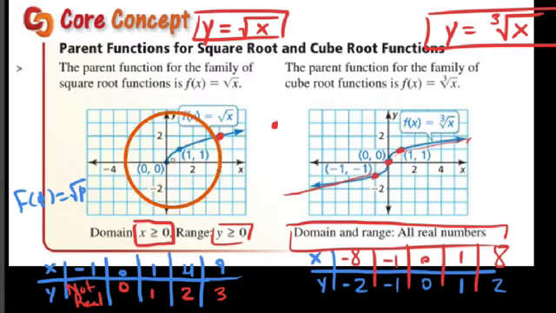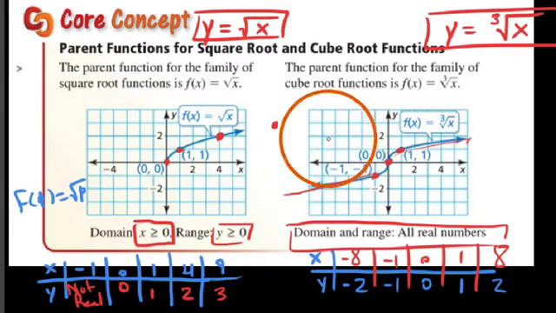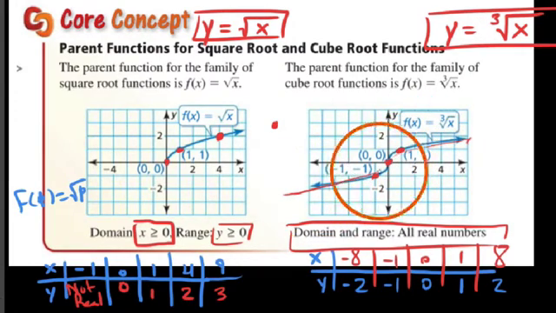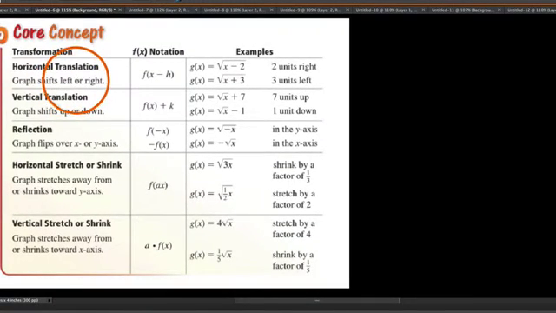So what I want you to see is this. You need to memorize the basic shape of both of these graphs here. Square root is 0, 0, 1, 1 and goes over to the right. And then the cube root is 0, 0, 1, 1, but also down 1, left 1, and goes left and right forever and ever. So what we want to do is we want to generalize our transformations here. And of course, these are transformations that we've seen before.